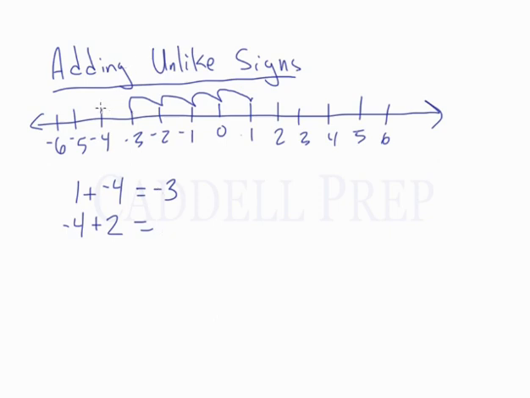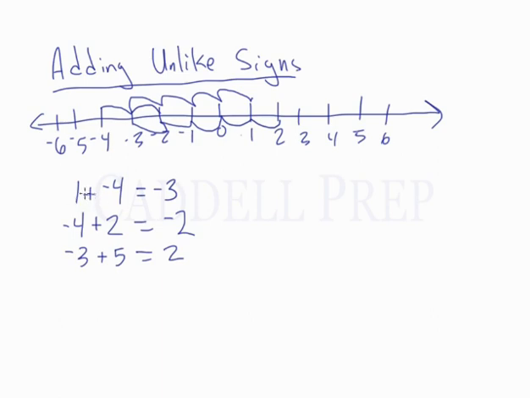Okay, we're at negative 4, and we add 2. 1, 2. Get negative 2. Let's do negative 3. And we'll add 5. So negative 3. 1, 2, 3, 4, 5. We get 2. Let's see what the pattern is here. 1 and negative 4 is negative 3. Negative 4 and 2 is negative 2. Negative 3 and 5 is 2.